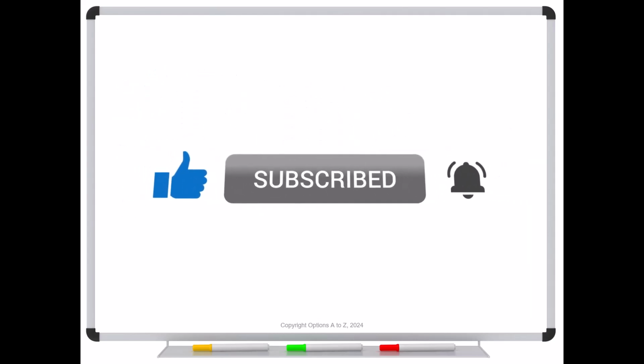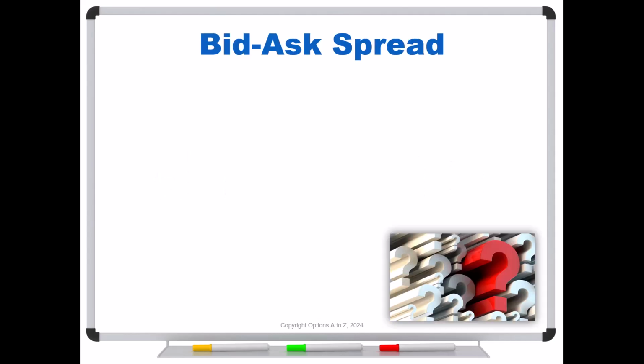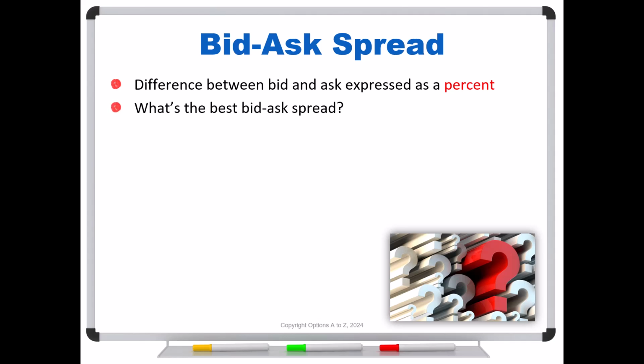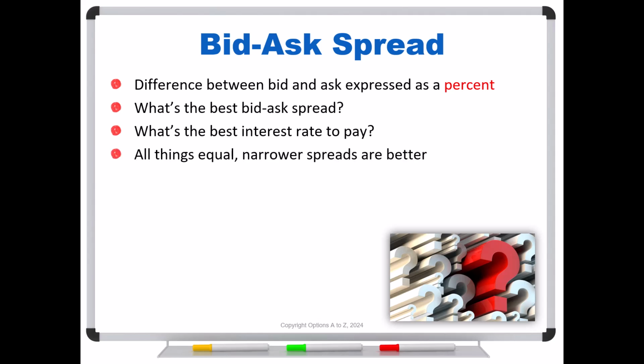So bid-ask spread, what's he talking about here? Well, the bid-ask spread is very simply the difference between the bid and ask prices expressed as a percent. So the first problem with this question, asking what's the best bid-ask spread, is a bit like saying, well, what's the best interest rate to pay? Well, the lowest, right? So yes, the best bid-ask spread is the narrowest or the tightest bid-ask spread. Very little difference between the bid and the ask. So, okay, agreed. All things equal, narrower spreads are better. But that really misses the point.